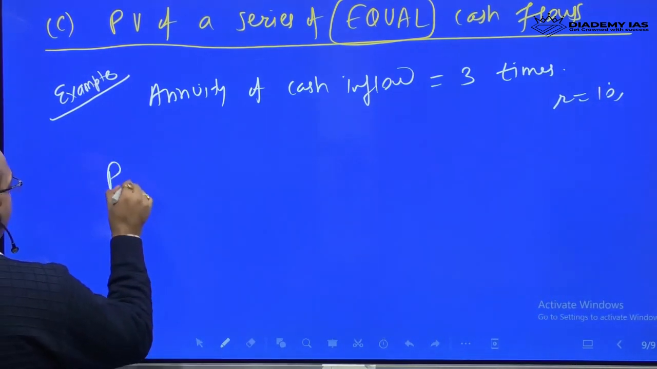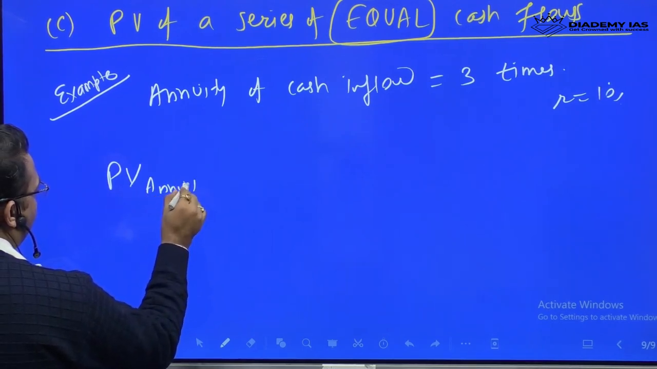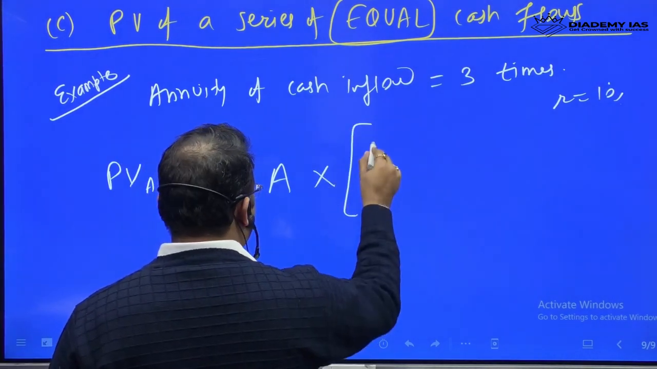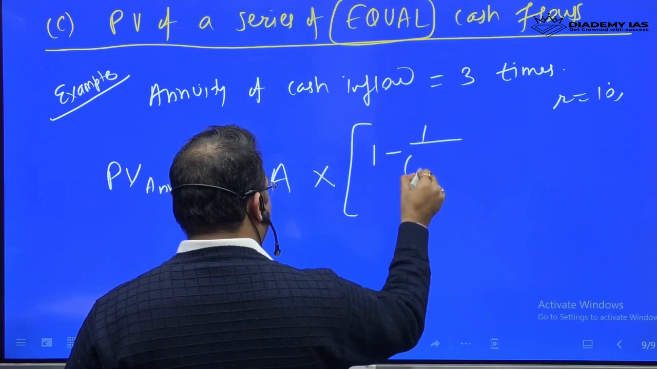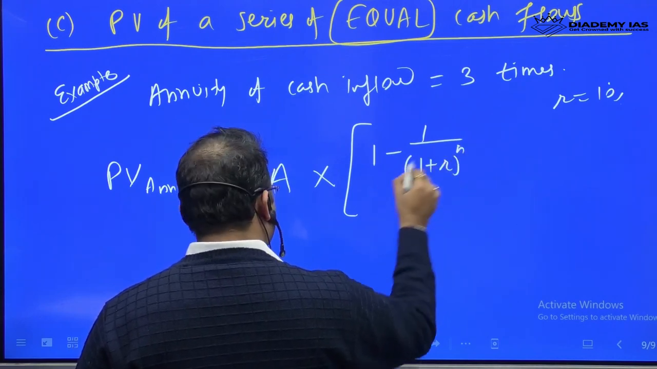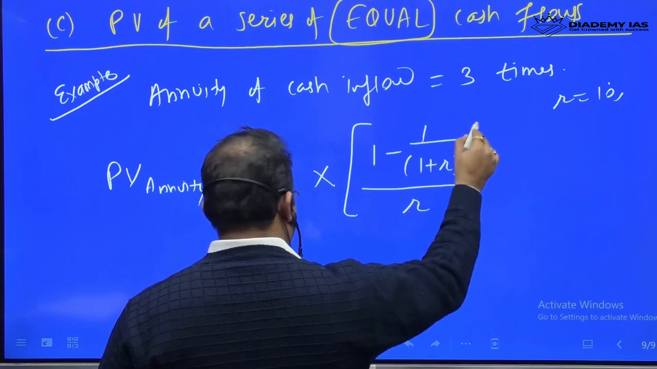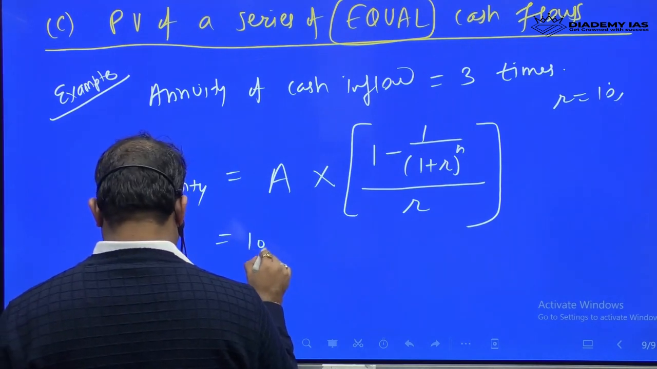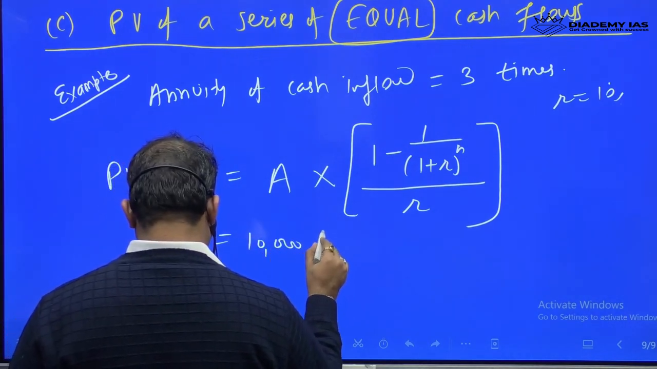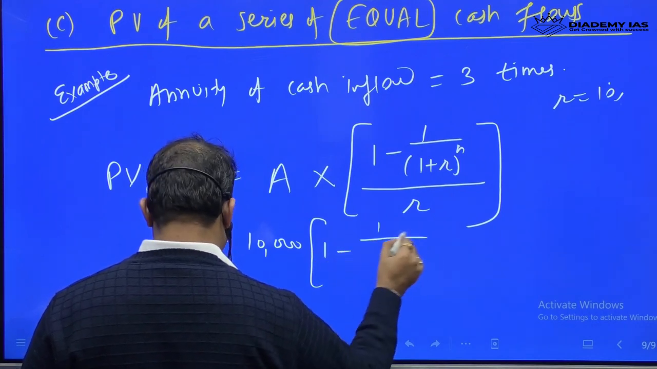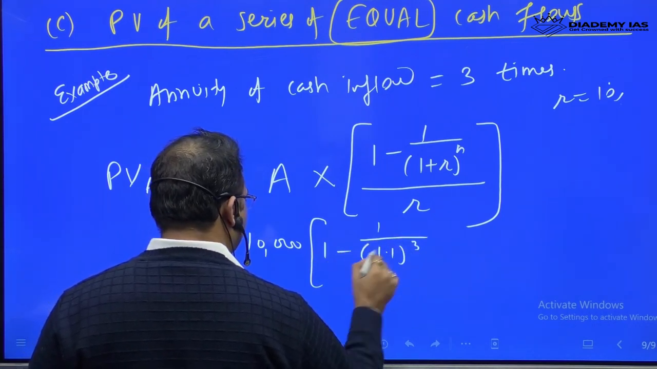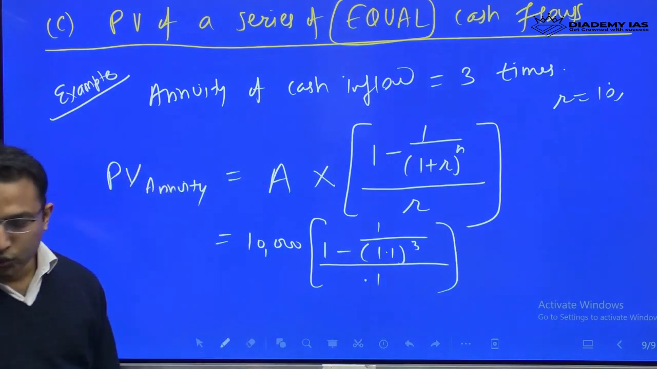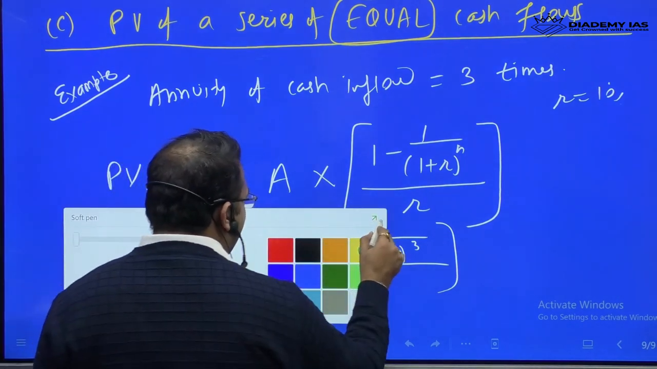So in this case, present value of annuity is equal to amount, that is 10,000 rupees, multiplied by 1 minus 1 divided by 1 plus r raised to power n, divided by r, is equal to 10,000 multiplied by 1 minus 1 divided by 1.1 raised to power 3, divided by 0.1. Or this value we can directly calculate from the table.